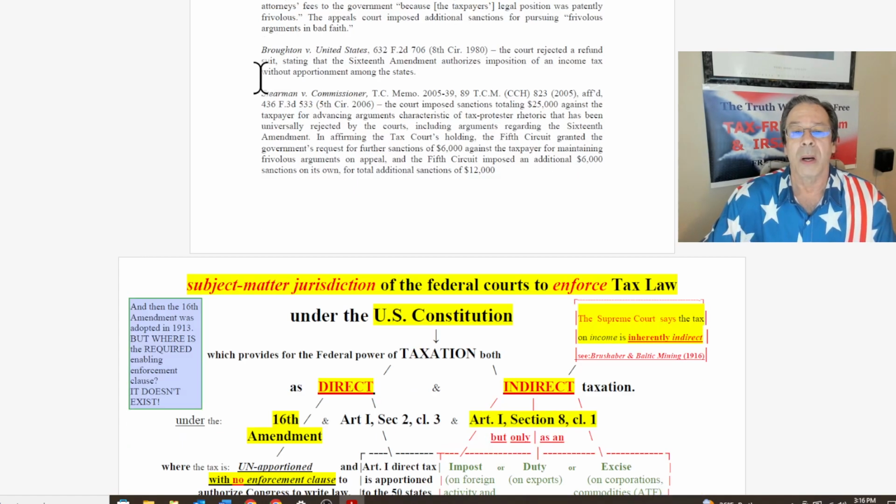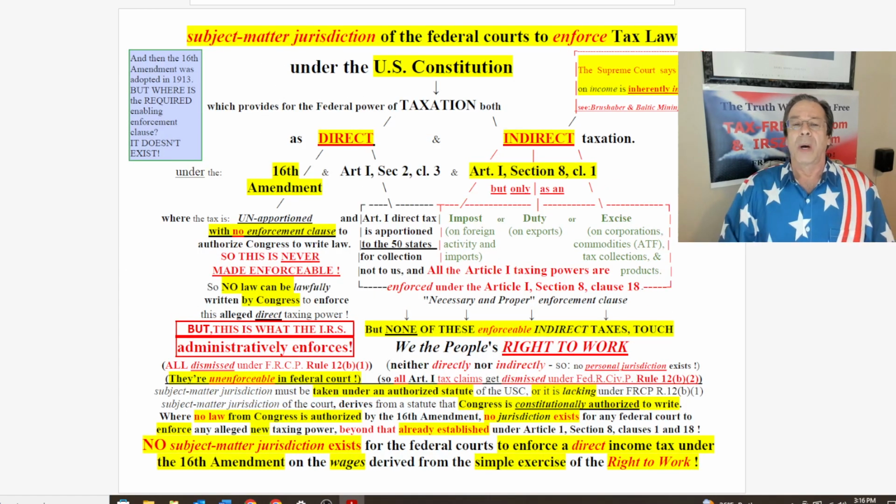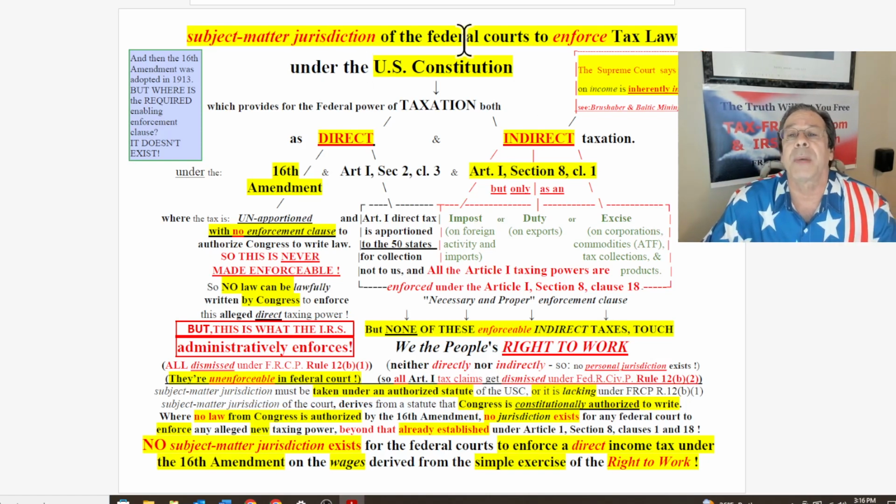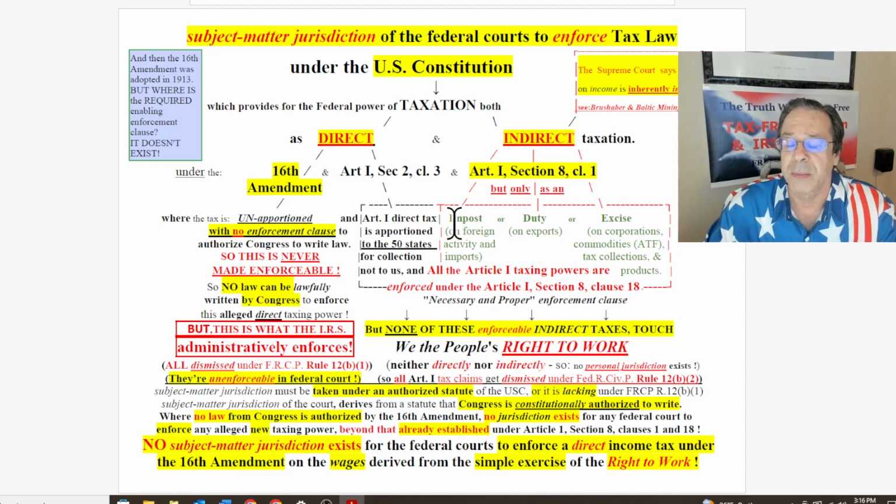Can we find more? Well, first, let's review what happens if we accept this contention, or if we simply examine the way things are today as a result of it. Subject matter jurisdiction of the federal courts to enforce tax law under the U.S. Constitution after the 16th Amendment provides for the federal power of taxation, both as direct and indirect taxation. And you can tax under the 16th Amendment and under Article 1, Section 2, Clause 3, and Article 1, Section 8, Clause 1. But Article 1, Section 8, Clause 1 only authorizes the excise, the duty, or the impost, which are not affected by the 16th Amendment.